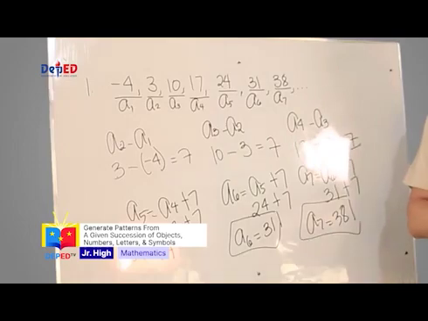So the next three terms of this sequence are 24, 31, and 38. Fantastic! Let's move on to the second example.